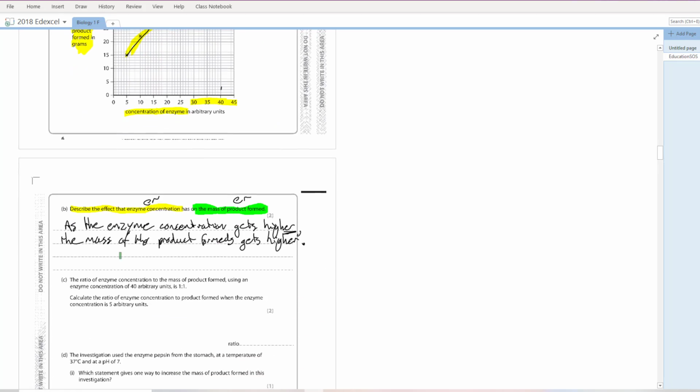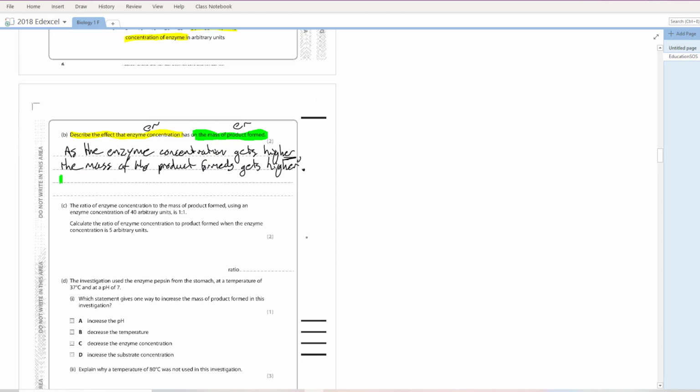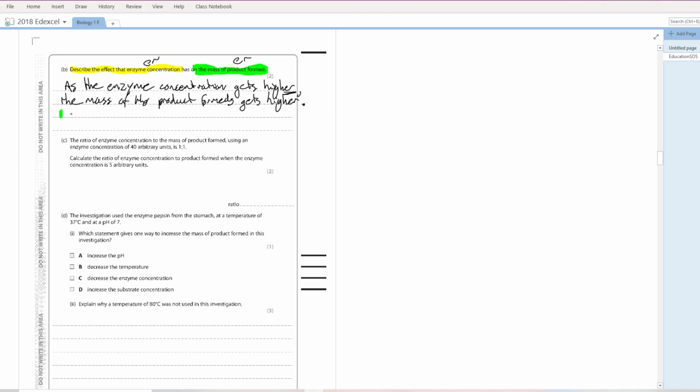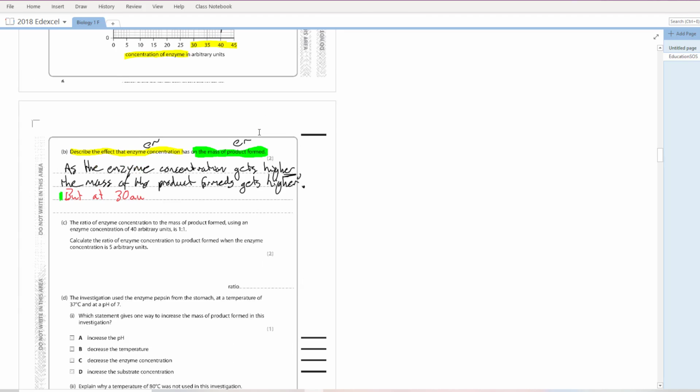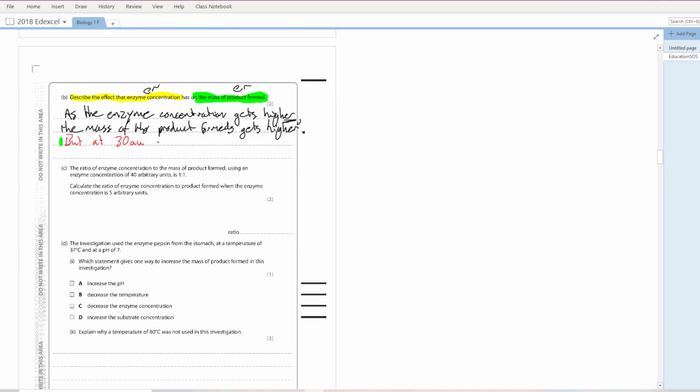Now for the second mark, I need to tell the story about this part of the graph. So for the second mark, but at 30, I'm going to write AU for arbitrary units because that is what they've used here. At 30 AU, the mass of the product stays the same.